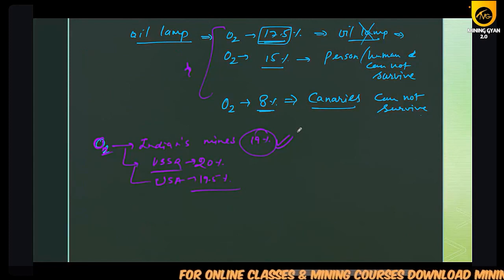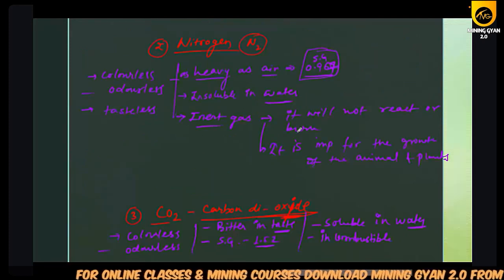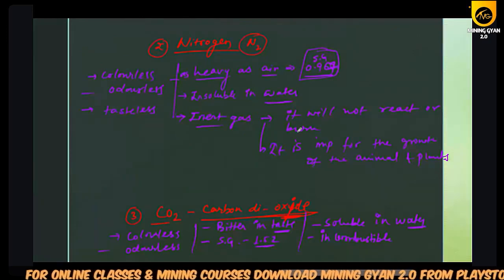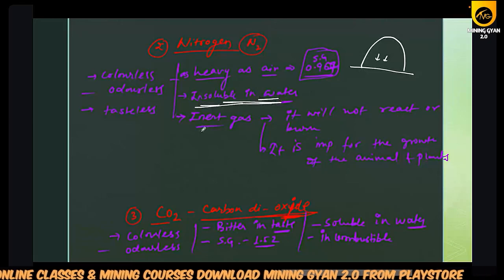Then we have seen nitrogen. Nitrogen is colorless, odorless, tasteless, and heavier than air. That means you will find it at the bottom side, not on the top side, in your heading. It is insoluble in water. It is an inert gas, which means it will not react or burn. It is important for the growth of plants and animals.